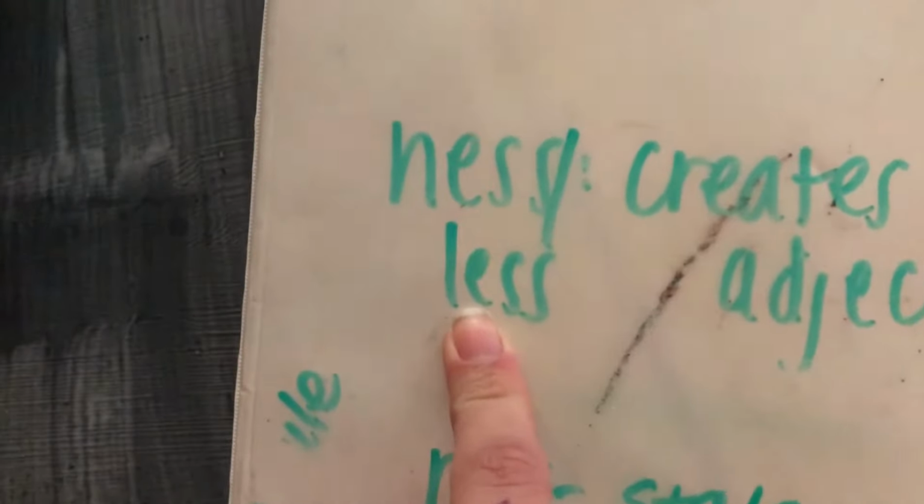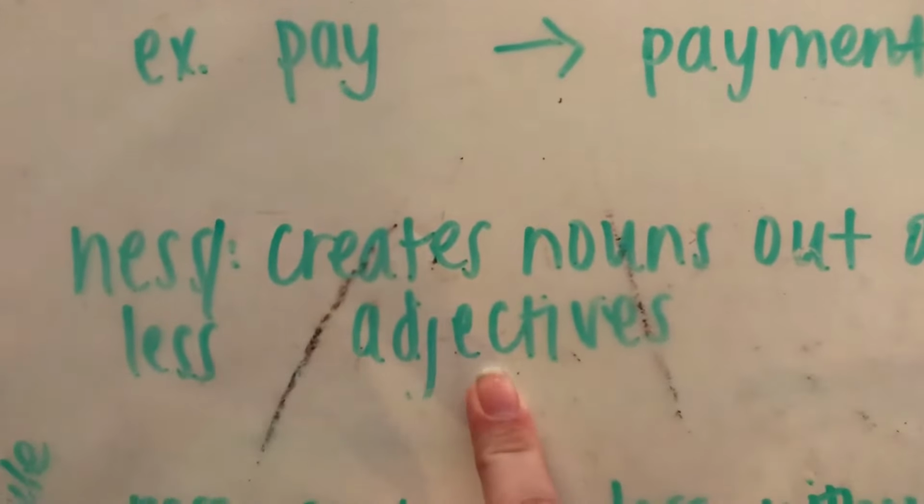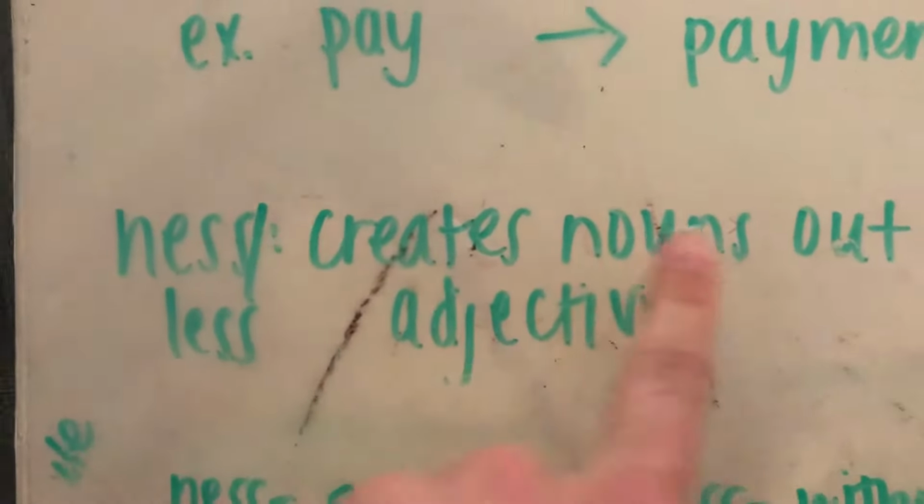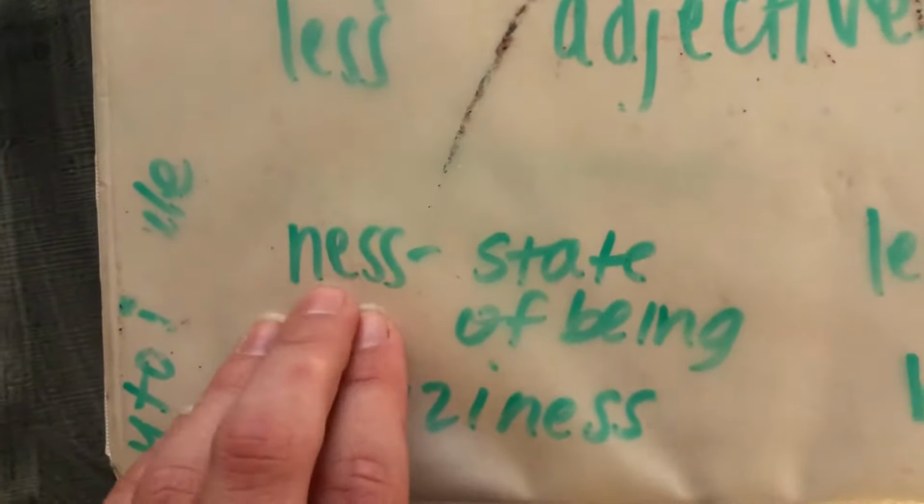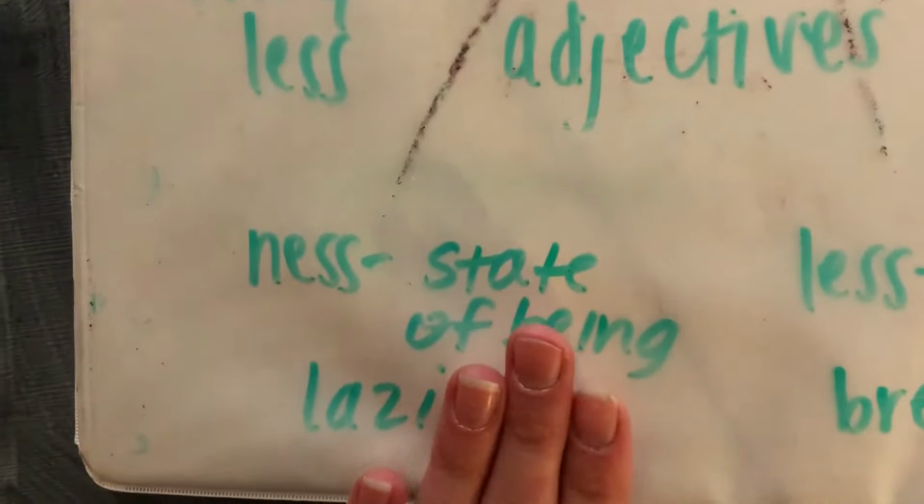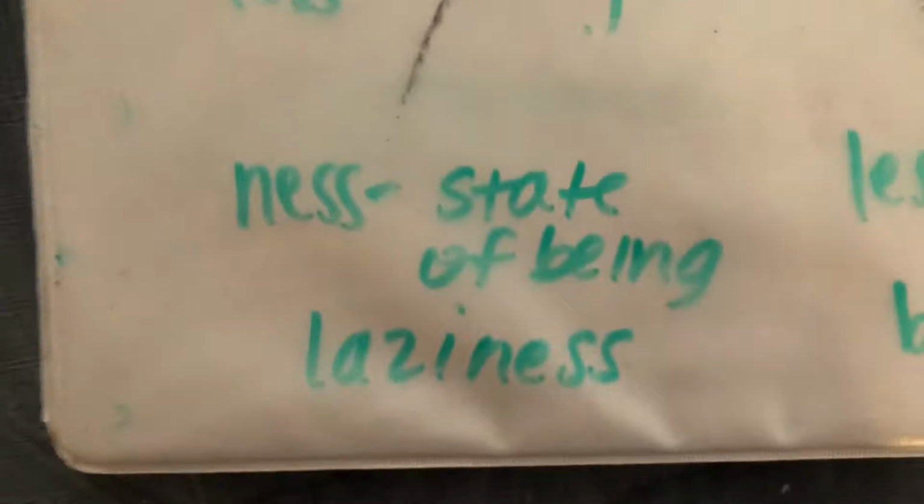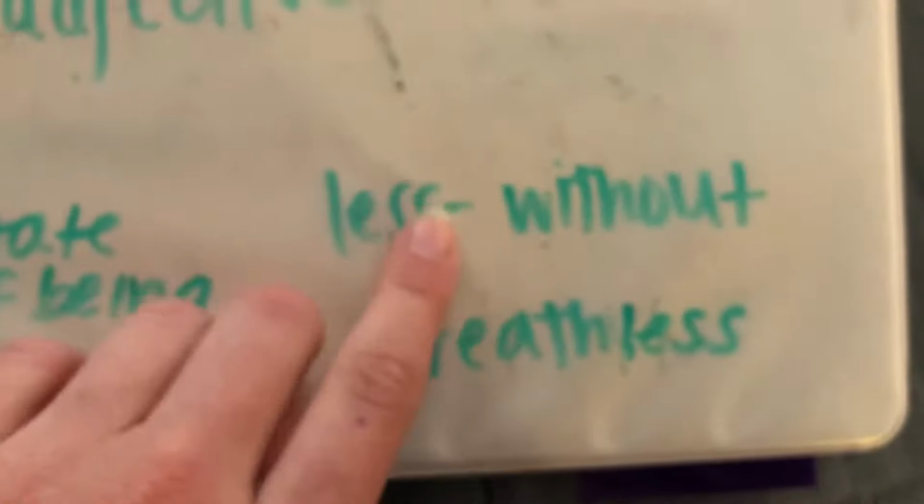All right, then our next ones are ness and less. And the reason I put these together for a second is because they both create a noun out of an adjective. So an adjective is a describing word, and when we add these on, it makes it into a noun. For example, ness is going to make something into a state of being. For example, lazy. Lazy is an adjective, but when we add ness, laziness, it makes it a noun. That means, kind of like a state of being, how they are.